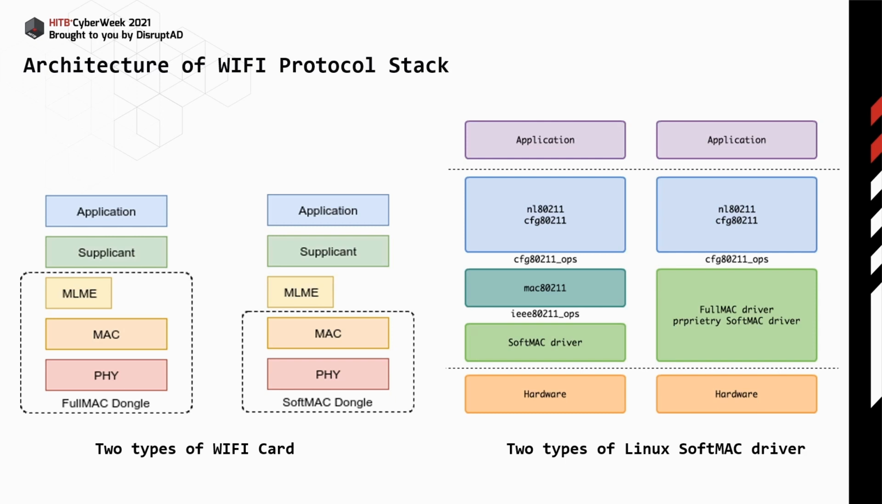The figure on the right shows two implementations of the Linux softmac driver. The difference between the two is that the MAC layer on the left uses mac80211, while the MAC layer on the right is implemented by the chip manufacturer. mac80211 is the Wi-Fi MAC layer implemented by the Linux kernel itself. Its code quality is relatively high, and it is difficult to find vulnerabilities in it. However, the MAC layer implemented by the manufacturer is often prone to vulnerabilities because it has not been strictly audited.